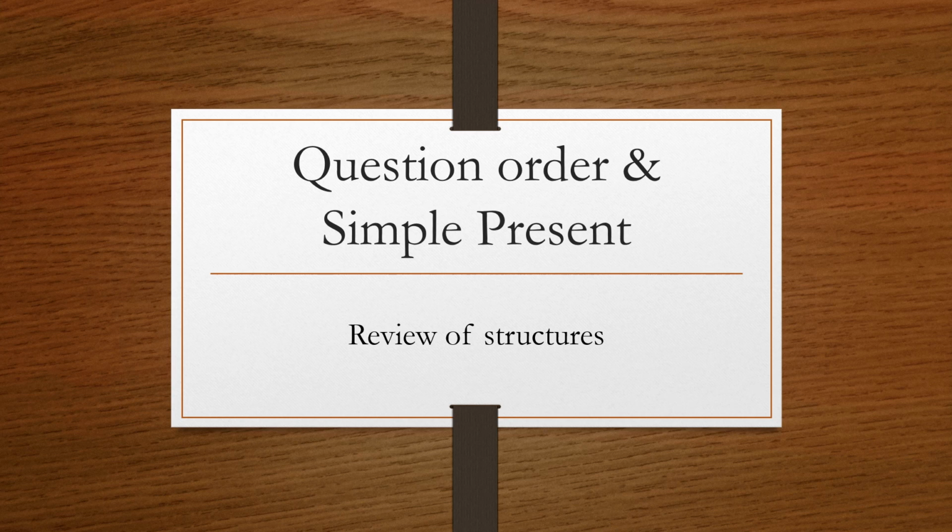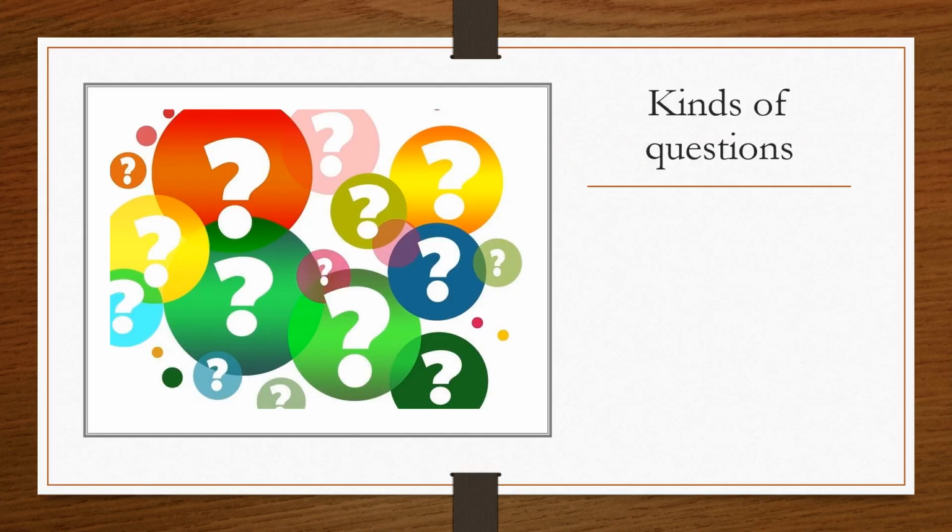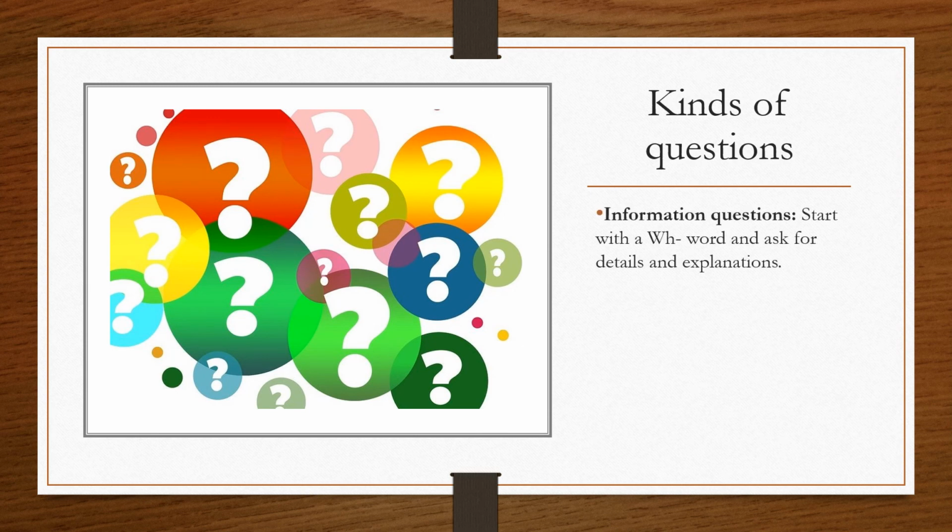In this video, we are going to review question order and simple present tenses. So we are going to see how much we remember about these two topics. Remember, we have two different kinds of questions. We have the information questions that start with a WH word and ask for details and explanations.